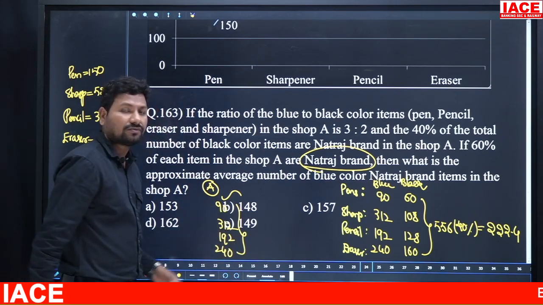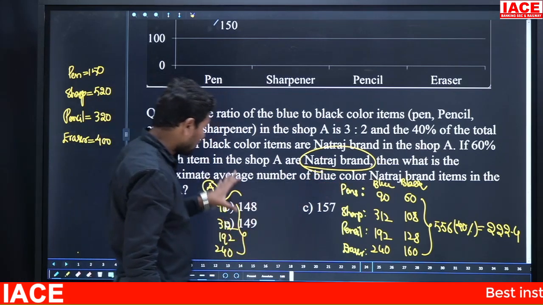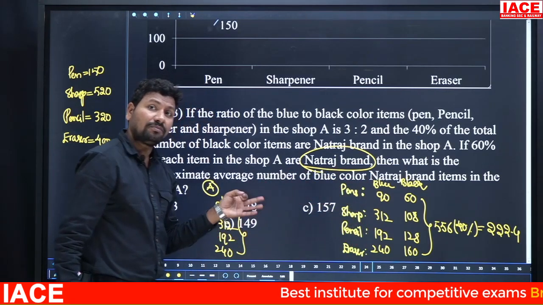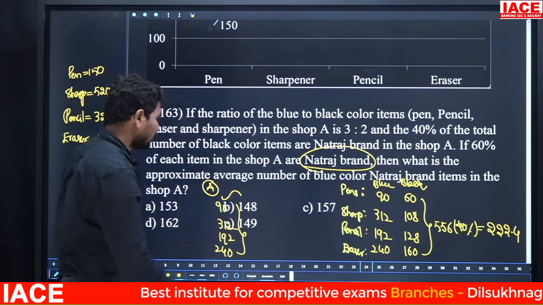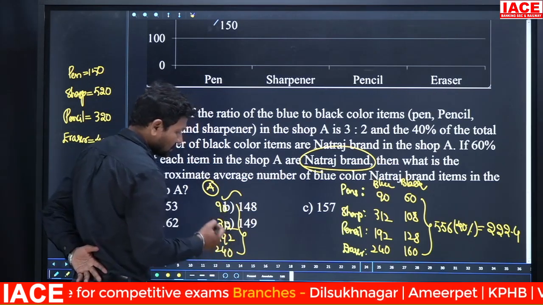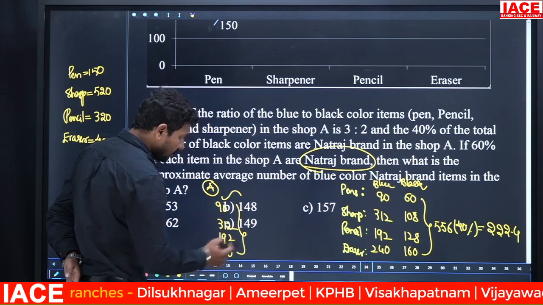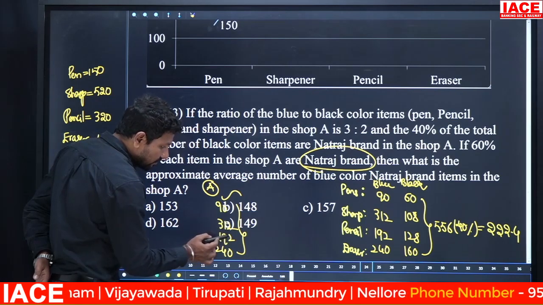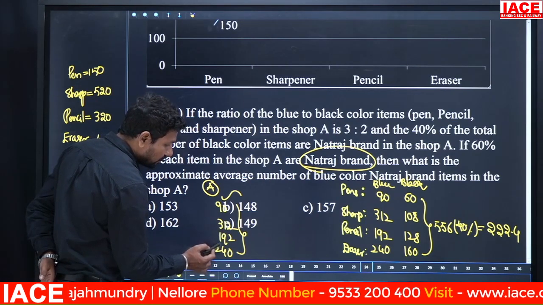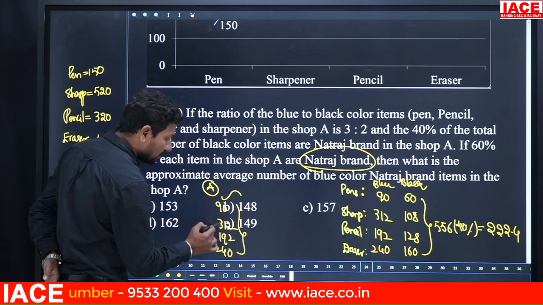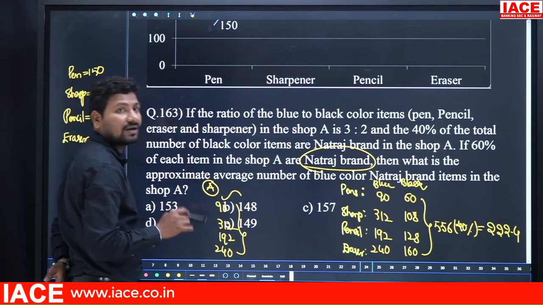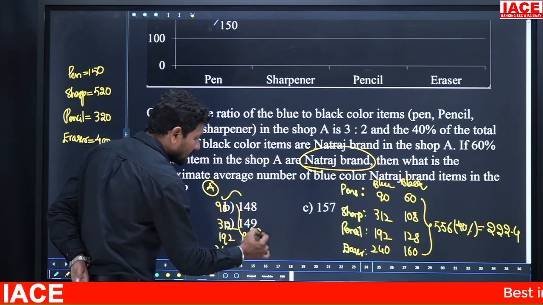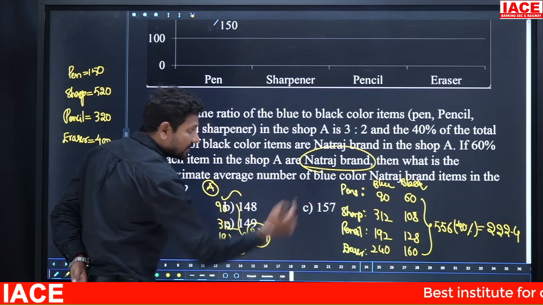Total value is how much? From this total of Nataraj brand, the black value will be removed. Black value will be removed. You will get blue Nataraj brand. 90 plus 312 plus 192 plus 240 will be added. Here, what is the value you will get? 192 is roughly 200. 200 plus 240, 440. 440 plus 300, 740. 740 plus 90, it is equal to 830, 834. Its value is 834. From this 834, what is the value removed?